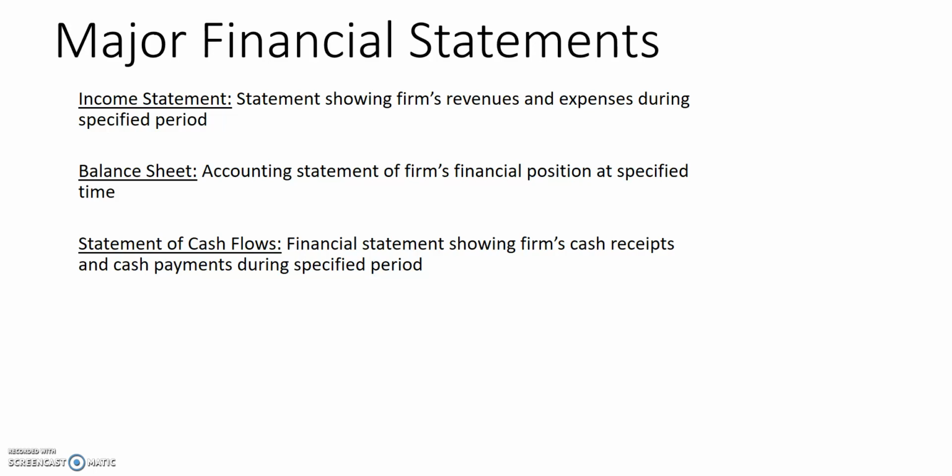It is through the income statement that we would derive such numbers as additions to retained earnings, dividends paid, and what is oftentimes thought of as the bottom line, or the net income made from the revenue coming through the company. The balance sheet is the accounting statement of a firm's financial position at a specified time.